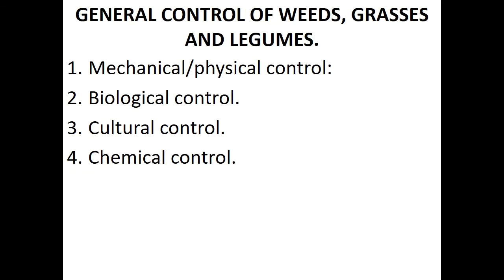Now, look at the general methods of controlling this wheat. Since wheat causes a lot of damage to our crops, let's see how we can control them. Number one is the mechanical or the physical control. The physical control includes the weeding of the farm. You go to the farm, you weed it, or you use hoes, either small hoe or big hoe. That is hoeing.